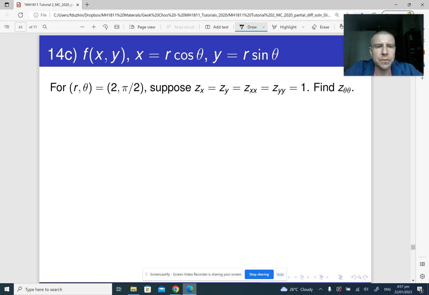Part C of question 14 is somewhat trickier than parts A and B. Well, let me show you how it can be done. So here we're supposed to differentiate zeta 2 times with respect to theta, right?